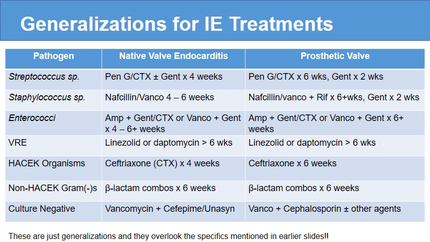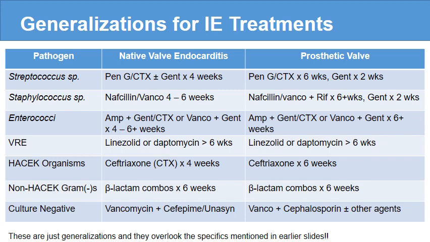For vancomycin-resistant enterococcus, the number of options is very limited. Linezolid and daptomycin are the 2 recommended options in the guidelines. Both modalities would have a duration that's above 6 weeks potentially. Remember to monitor for side effects for both those agents if you're using them for over 6 weeks. For the HACEK organisms, ceftriaxone is preferred. 4 weeks for native valve, 6 weeks for prosthetic valves.